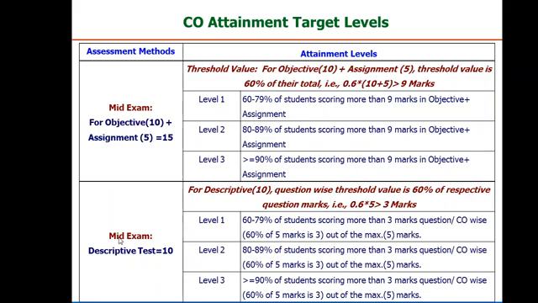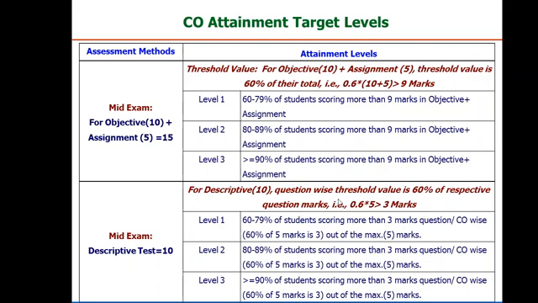Then coming to the descriptive test. As per the university regulations, the descriptive test consists of four theory questions, and the student has to answer any two questions. Each question carries 5 marks weightage. So we have to take the best two questions' weightage, with a total of 10 marks. By considering these total marks, the threshold value of 60% is again considered for the respective question-wise marks.